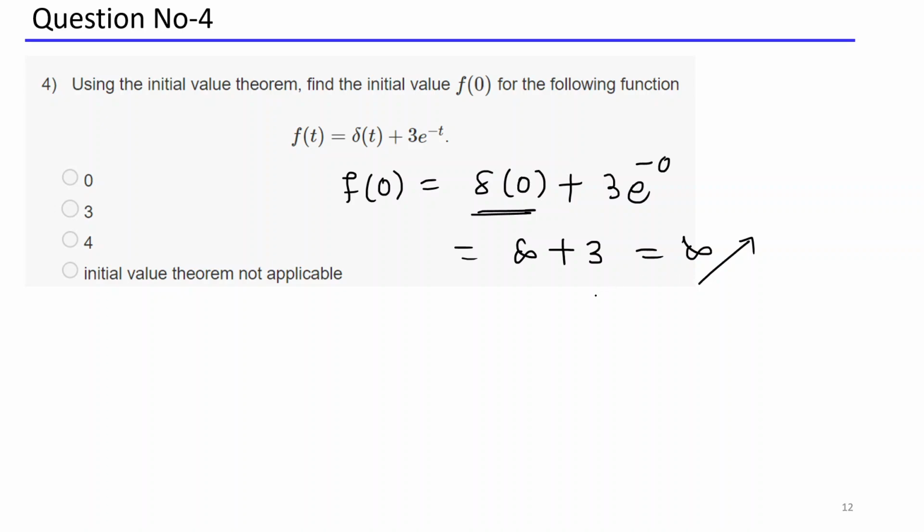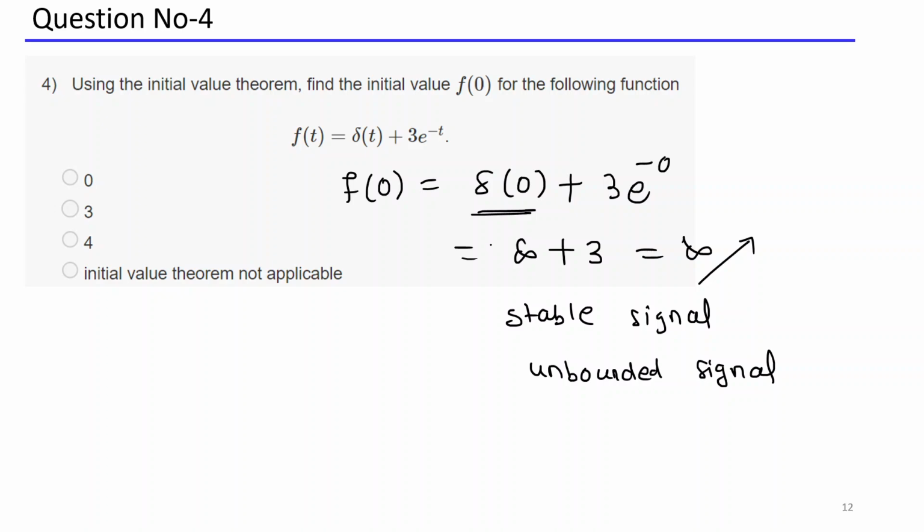Okay, it means this is not a stable signal. Also at t equal to 0, the amplitude is infinity. It means it is an unbounded signal. So in this way you can say that the initial value theorem cannot be applicable, because the initial value theorem is only applicable when the signal is a bounded signal. Okay, so how can you prove this?